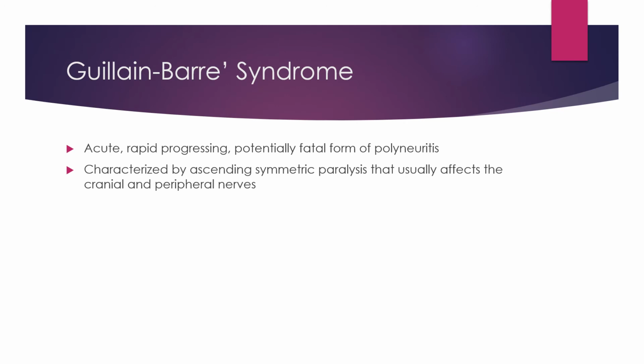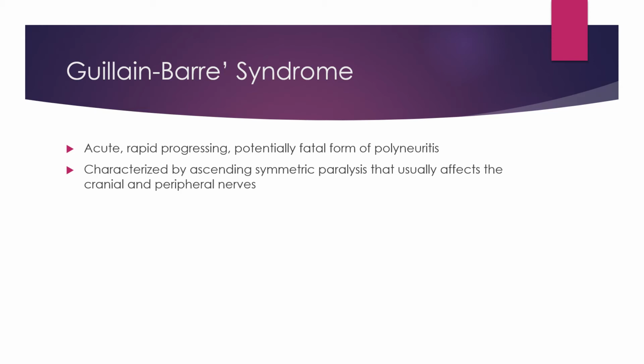So then we're going to move on to the polyneuropathies, and the first one we're going to talk about is Guillain-Barre Syndrome. This is an acute, so rapid onset and rapidly progressing, potentially fatal form of the polyneuritis. The characteristic manifestations of Guillain-Barre are an ascending, so going up, symmetrical paralysis that's going to affect both cranial and peripheral nerves. It affects the nerves by having a demyelinating type pathway.